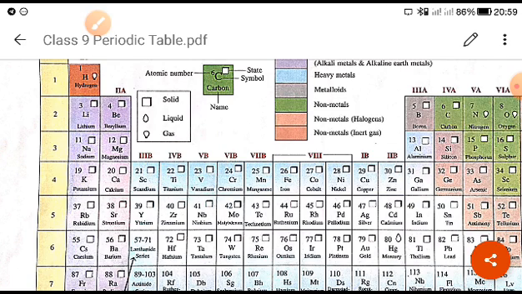They are very reactive, and since they are very reactive, they are found in the combined state. As you can see, sodium is stored in kerosene, because if you keep sodium in air, it will react with the oxygen and water vapor present in the air and start burning. That is why we store sodium in kerosene, right? So they are very reactive, and they are mainly found in the combined state, right?